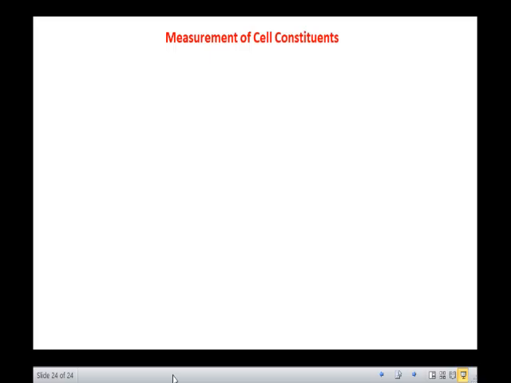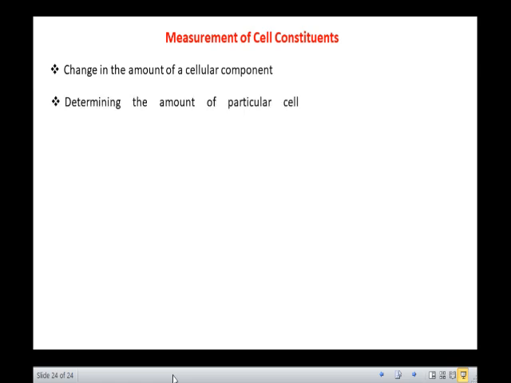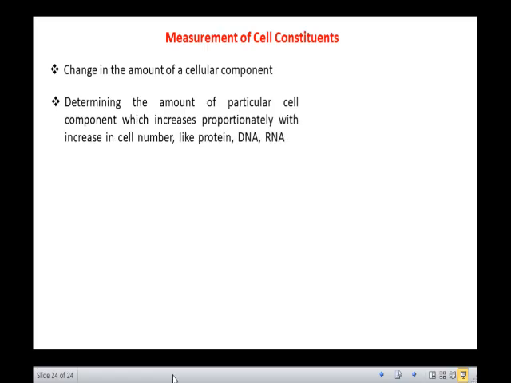Sometimes it is practically impossible to measure either the cell number or the cell mass, particularly with organisms which form a mycelial mass or form pellets or clumps. In these cases, it is better to follow the change in the amount of cellular components instead of the entire cell mass. This can be done by determining the amount of a particular cell component which increases proportionately with the increase in the cell number, like that of protein, DNA, RNA or nitrogen.